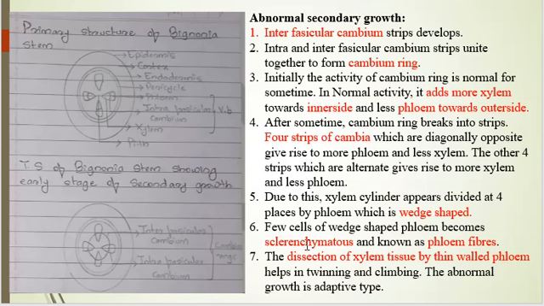Then this wedge-shaped structure forms phloem, it becomes sclerenchymatous, which is known as the phloem fibers. Then after the dissection of xylem tissue by the thin-walled phloem, these plants are helpful for climbing and twining. This is the adaptive abnormal growth in the Bignonia.